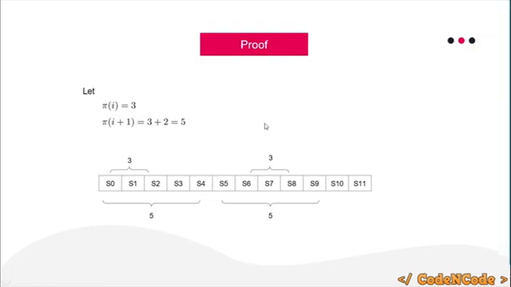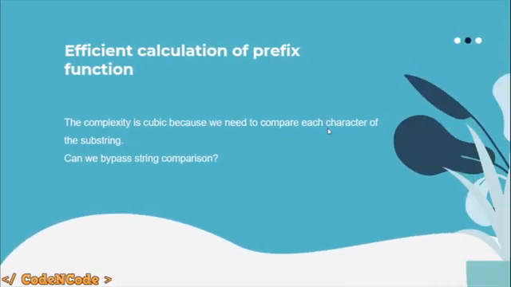So now we know that the prefix function increments at max by 1, right? Now how is that going to help us write an algorithm which is efficient enough? So let's see how. I have already mentioned that the cubic complexity is because we are comparing each character, since when you compare two substrings, they are actually compared internally by their characters, right? So can we bypass the string comparison? Now we are going to answer this question.